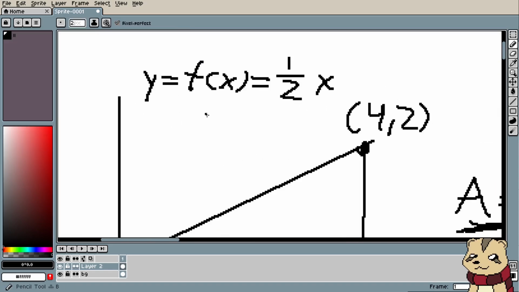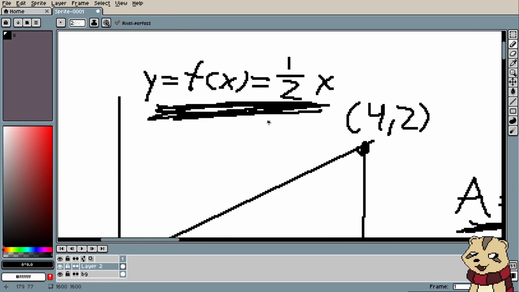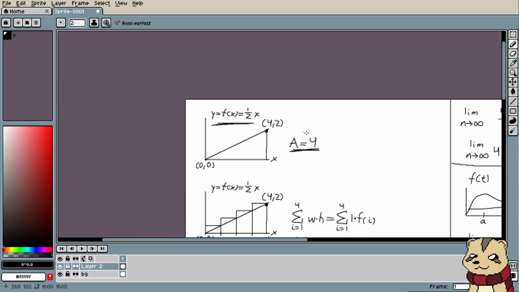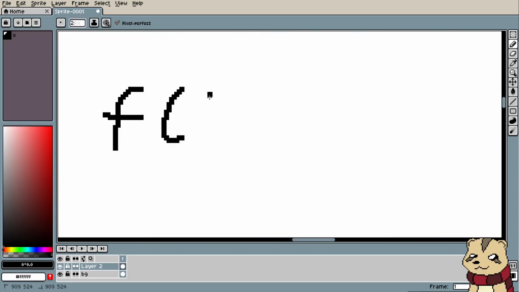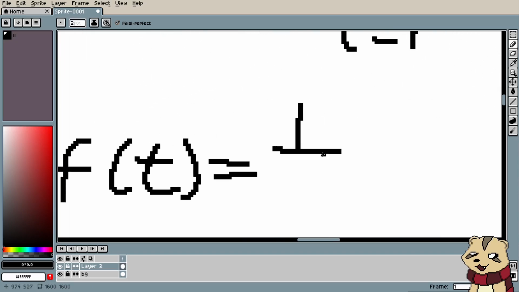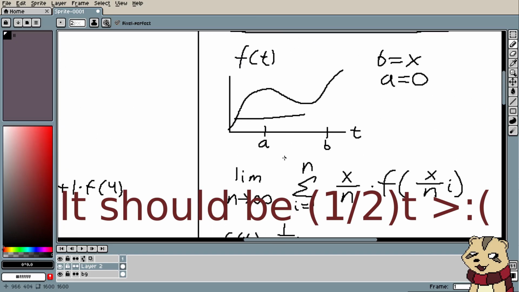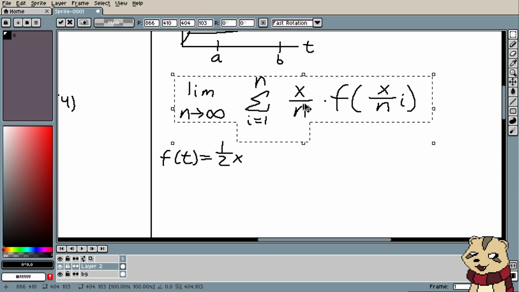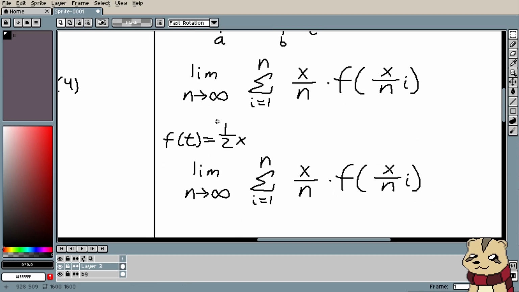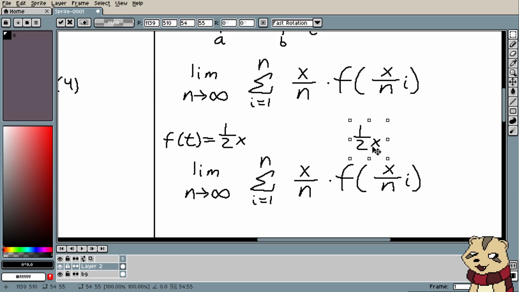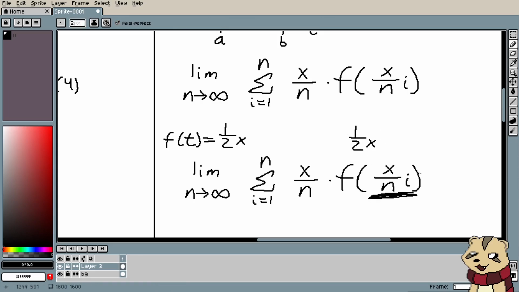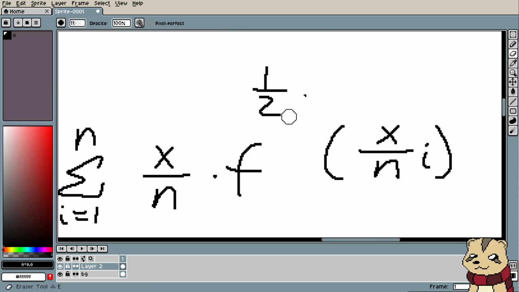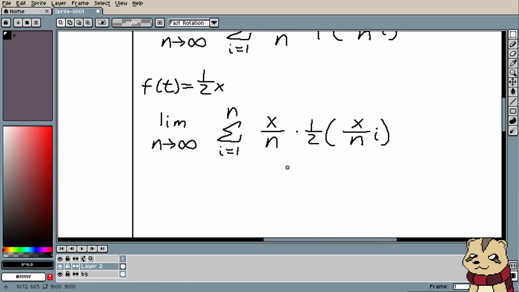Let's find the full antiderivative of this function. So now we can get the area for any point, for all points. This is f of t equals 1 half x. Remember, we had a change of variables. And so what we're going to do is do what we did again. So 1 half of x. This function tells me to replace all the x's with this. So that's what I'm going to do. So now we have this form.